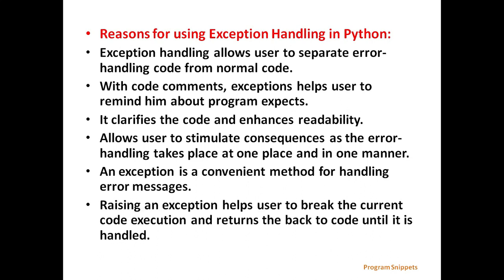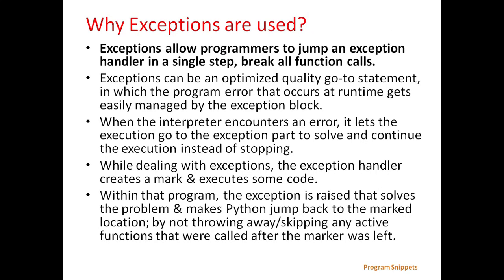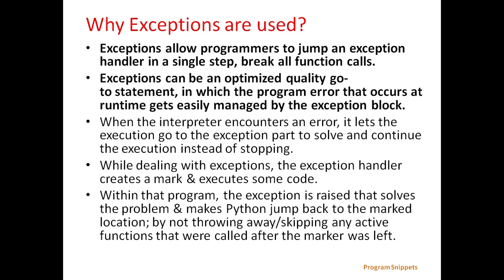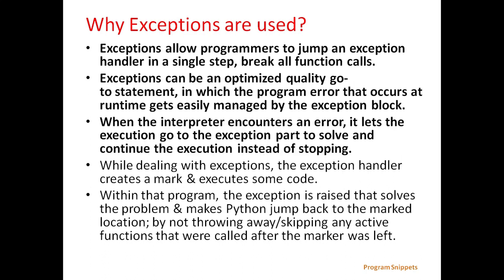Raising an exception helps the user to break the current code execution and return back to the code until it is handled. Exceptions allow the programmer to jump to an exception handler in a single step, which will break all the function calls. Exceptions can be an optimized quality of the goto statement, in which the program error that occurs at runtime gets easily managed by the exception block. When the interpreter encounters an error, it allows the execution to go to the exception part to solve it and continue the execution instead of stopping.